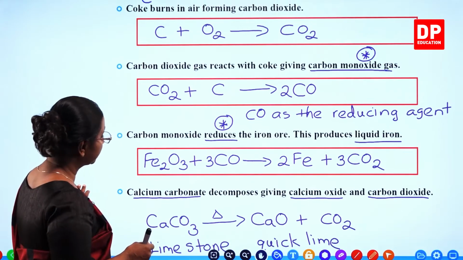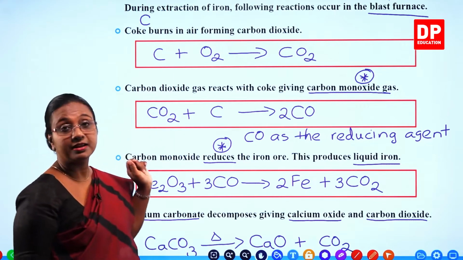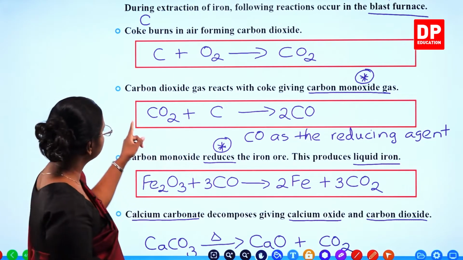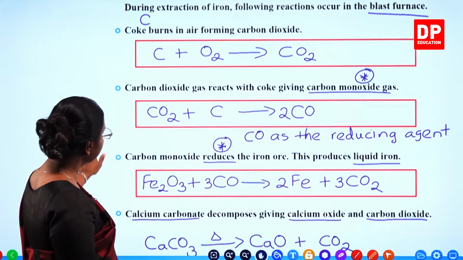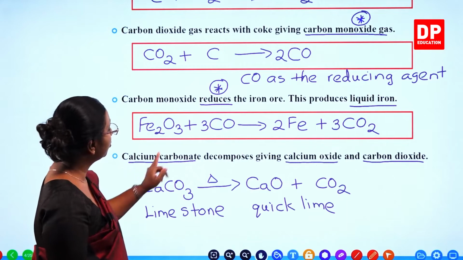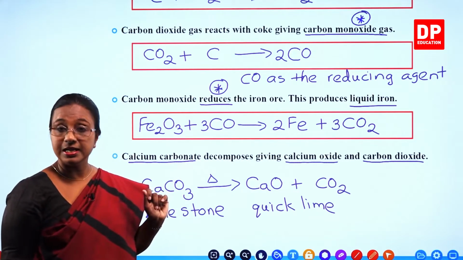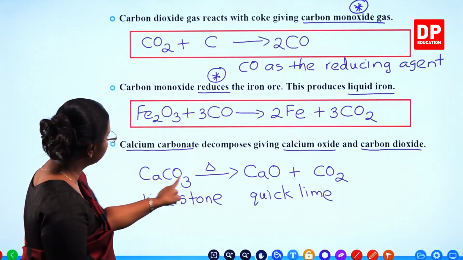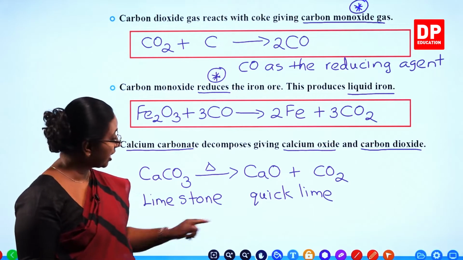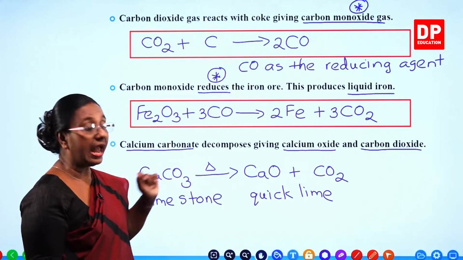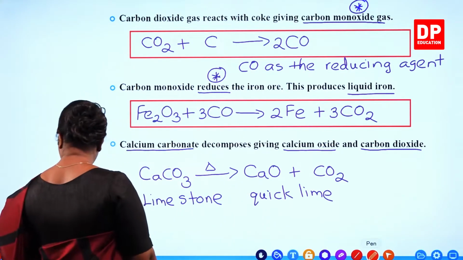These are the reactions you have to remember, students. Starting with carbon reacting with oxygen forming carbon dioxide, then carbon dioxide reacts with carbon giving carbon monoxide. Then we have Fe2O3 plus carbon monoxide giving Fe and carbon dioxide. Then the decomposition of calcium carbonate to give rise to calcium oxide or what we call as quicklime and carbon dioxide. So with that, we will move on to the next slide.